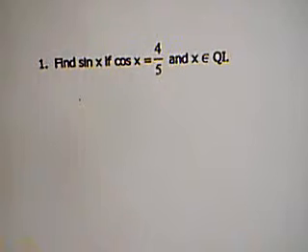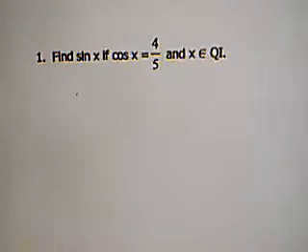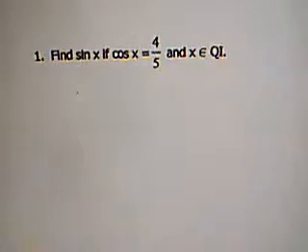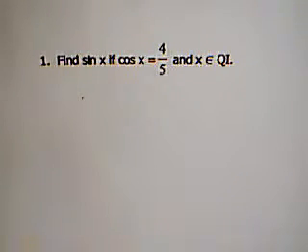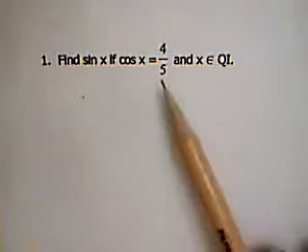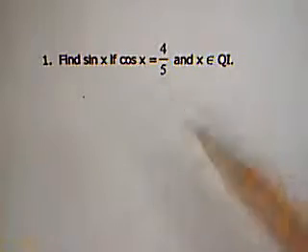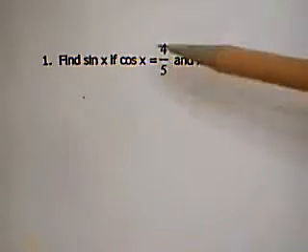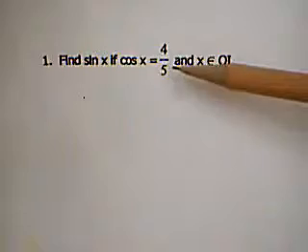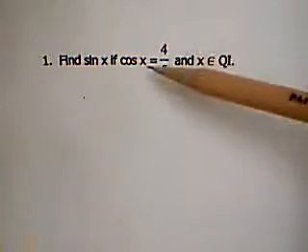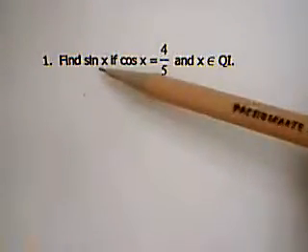Okay, let's work an example. The first problem here says to find the sine of x if the cosine of x is equal to 4/5 and x is in quadrant 1. There is, of course, a different way to work this out. We could go back to our definitions in chapter 4 and use those, but what we're showing you here is just a way to use the identities to find your trigonometric functions.